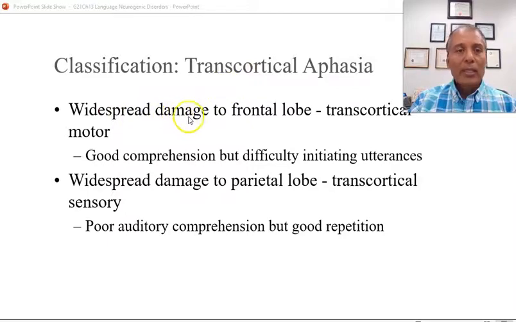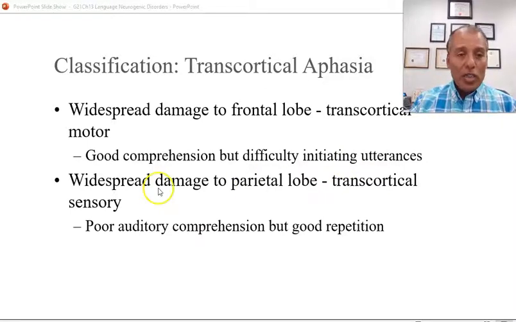And you can imagine that if there's widespread damage to the frontal lobe, then the person will have transcortical motor aphasia. That means they would have difficulty producing speech using their muscular system. Their comprehension is good, but they have difficulty starting a conversation or starting speech.